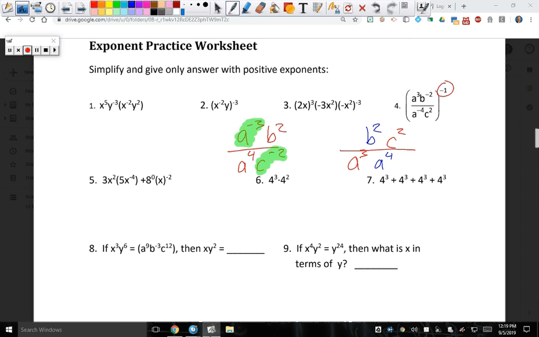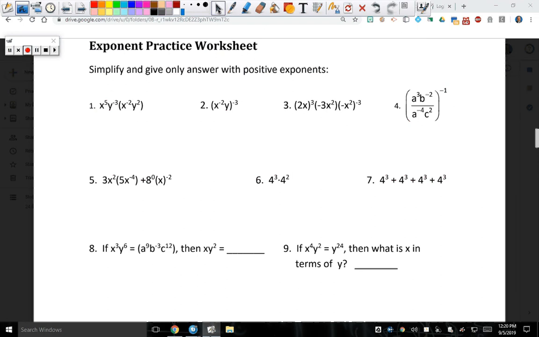You with me? What do I do from here? I cancel, reduce whatever I can, right? What's the numerator going to reduce to? Just what it is, right? B squared, C squared. What does the denominator become? A to the power of 7. Move the negatives and then see who wins. Okay? Alright, so let's keep going.